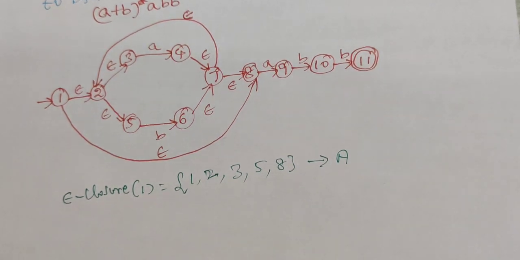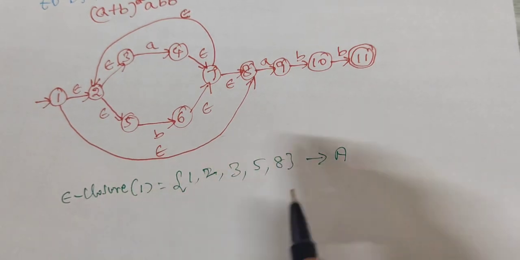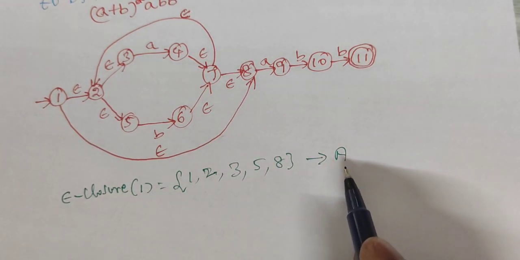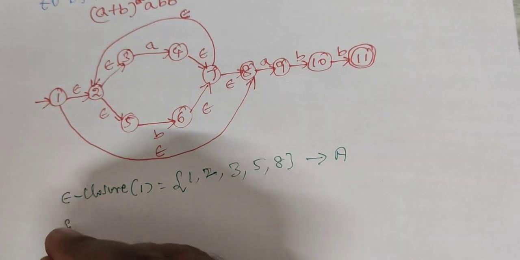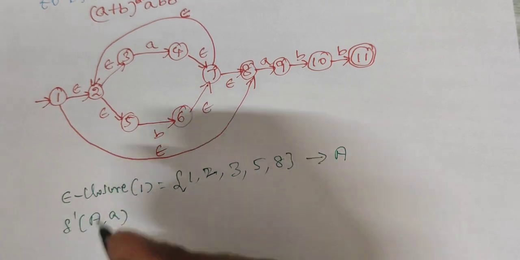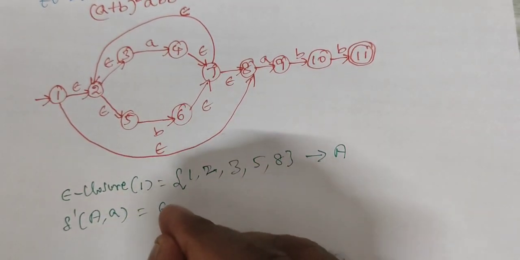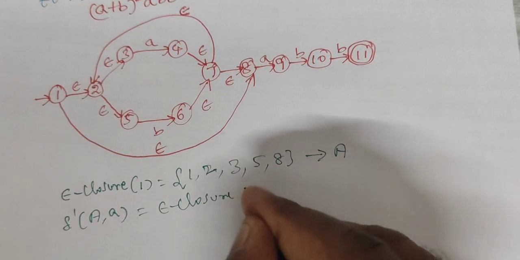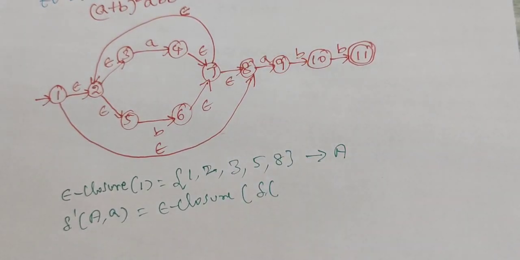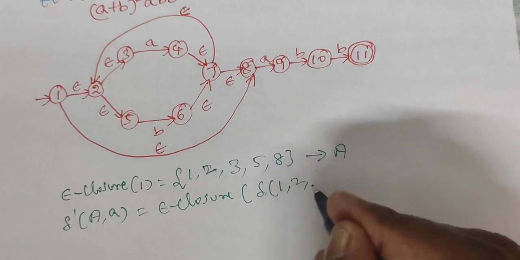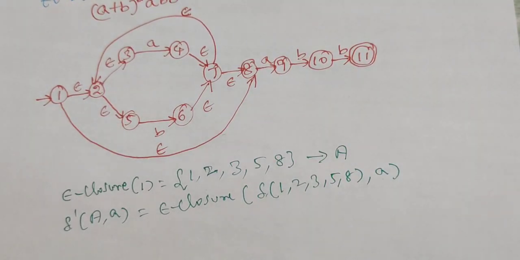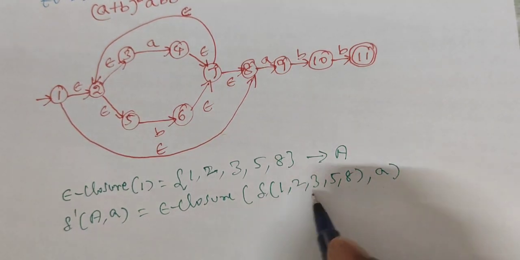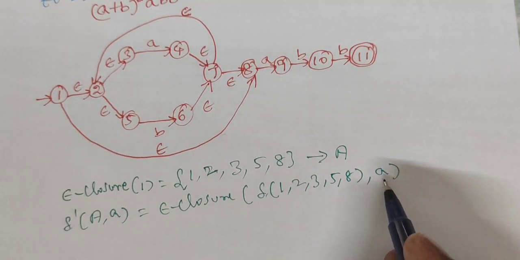Now the second step is we have to find the delta dash for A. That means as soon as you find a new state called A, we have to find the delta dash for inputs a and b. So we make it delta dash of A comma a, which is equivalent to epsilon closure of delta of A, where A is 1, 2, 3, 5 and 8, on input a. Now we can apply input a on all the states.